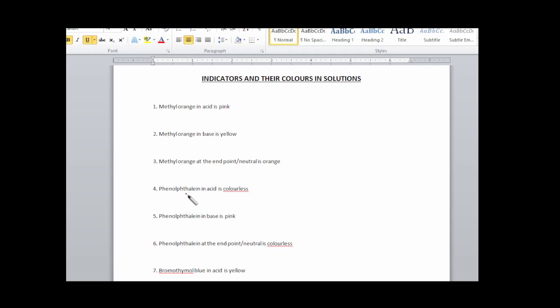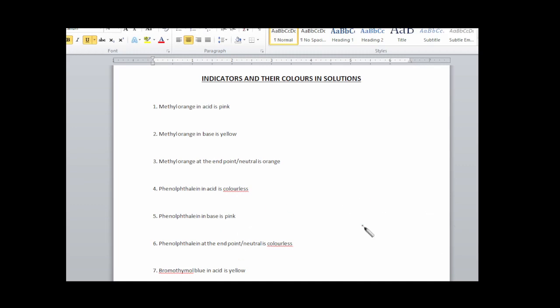For phenolphthalein, in acid it is colorless. In base, phenolphthalein gives a pink coloration, and at neutral or end point, it gives also a colorless solution. So you need to be careful how to differentiate between the acid and the end point or the neutral substance for phenolphthalein.